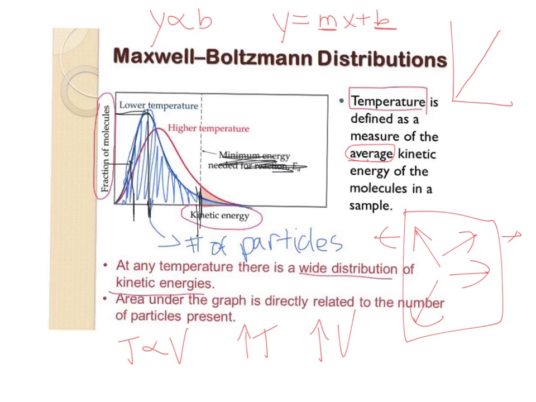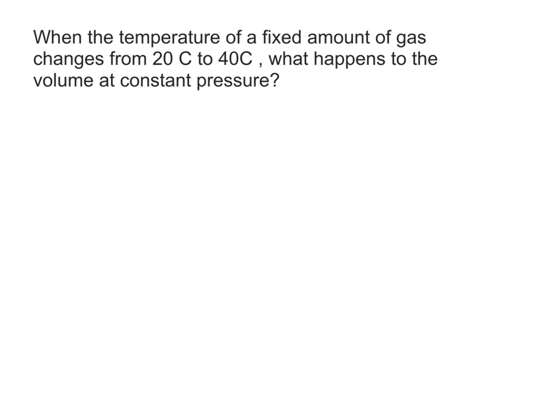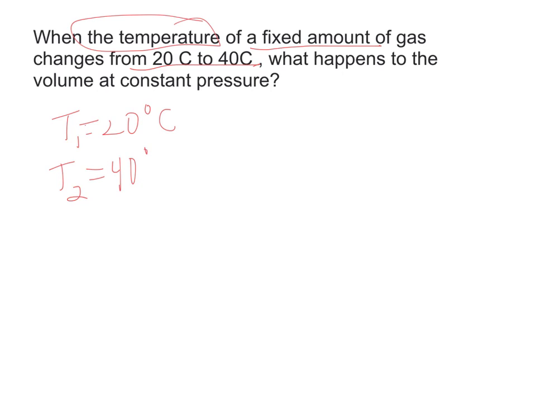Okay, so here we have a sample problem. This is on page 190. When the temperature of a fixed amount of gas changes from 20 degrees Celsius to 40 degrees Celsius, what happens to the volume at constant pressure? So let's circle some important things. We're looking for temperature. It's a fixed amount of gas, so we're not adding any. We know what the temperature change is. So we know T1 is 20 degrees Celsius, and T2, temperature 2, is 40 degrees Celsius.